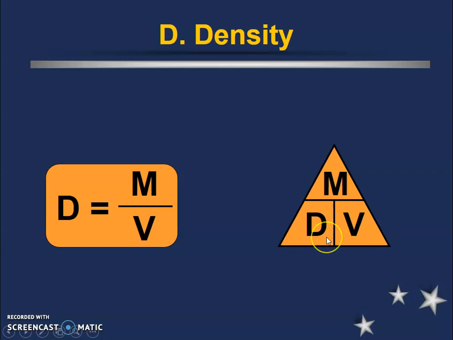Okay, let's say I need to solve for v. I don't know my volume. That's what I want to know. That means I know my m and my d. And this line tells me I need to divide. So I would divide mass divided by density, and that would solve for my volume. Okay? And I'm going to show you how to put this into action in just a minute.